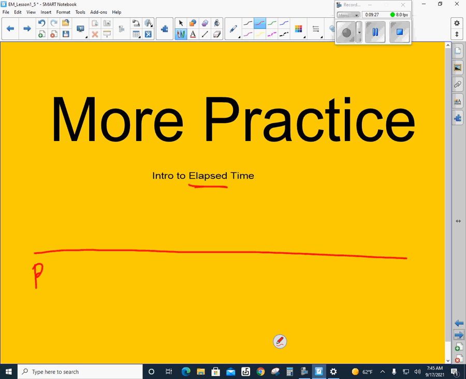And we always have the beginning time. I'm going to abbreviate. We have the ending time. And then we're going to count that time in between, or that elapsed time. So that's how we're going to use the open number line.